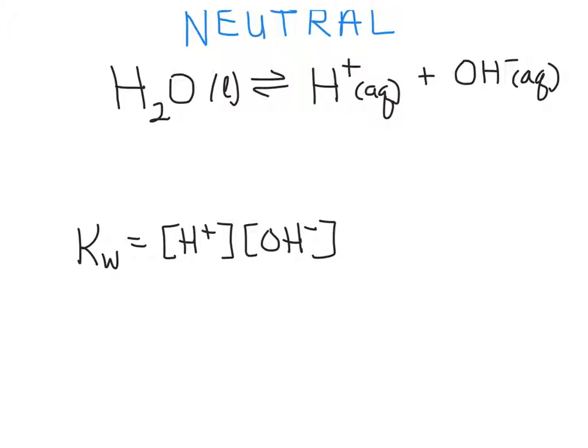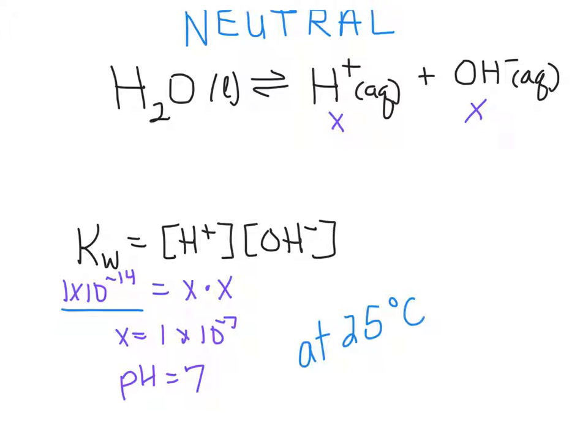If a neutral solution has equal concentrations of hydrogen ion and hydroxide ion, we could represent them both with x and use the Kw value to actually calculate them. 1 times 10 to the negative 14th will equal x squared, and x will equal 1 times 10 to the negative 7th. That is both the hydrogen ion concentration and the hydroxide ion concentration. That gives us a pH of 7 for a neutral solution.